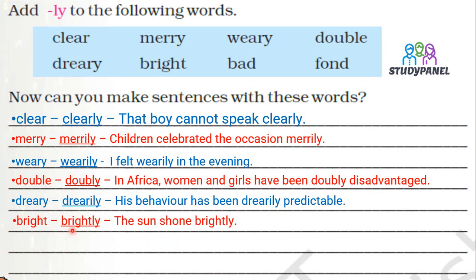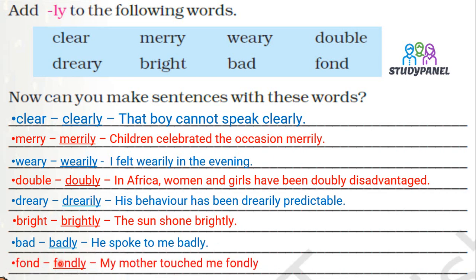Bright, brightly. The sun shone brightly. This word is taken from the lesson. Bad, badly. He spoke to me badly. This is a simple sentence. Fond, fondly. My mother touched me fondly.